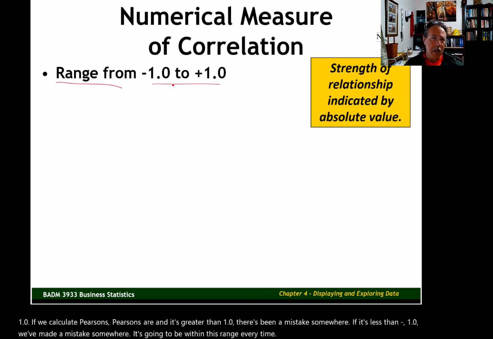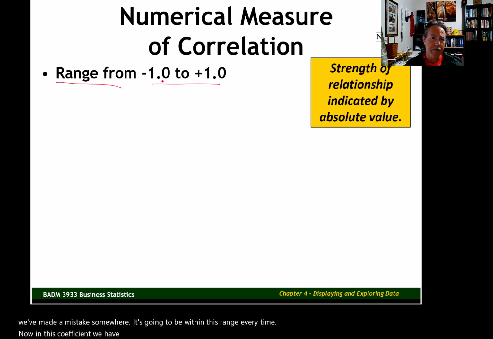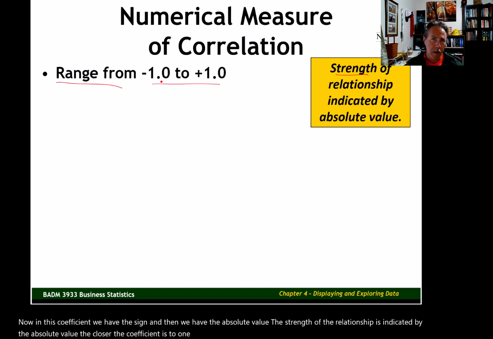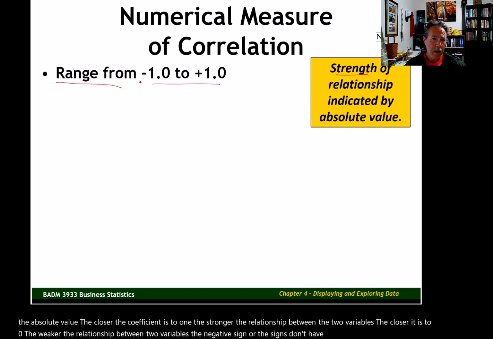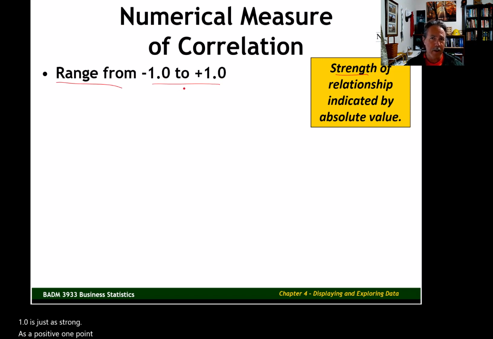Now, in this coefficient, we have the sign and then we have the absolute value. The strength of the relationship is indicated by the absolute value. The closer the coefficient is to 1, the stronger the relationship between the two variables. The closer it is to 0, the weaker the relationship. The negative sign doesn't have anything to do with it. A negative 1.0 is just as strong as a positive 1.0. A negative 0.5 is the same strength of relationship as a positive 0.5.